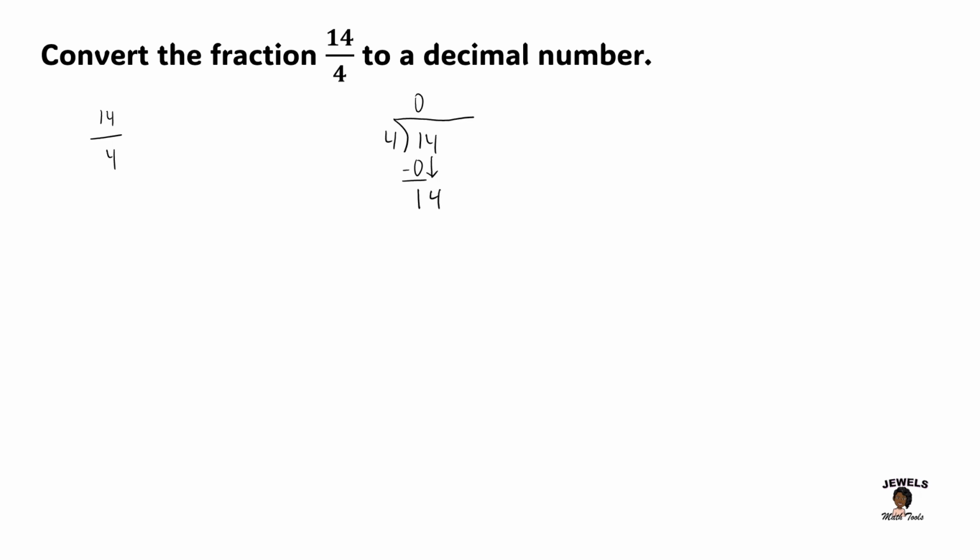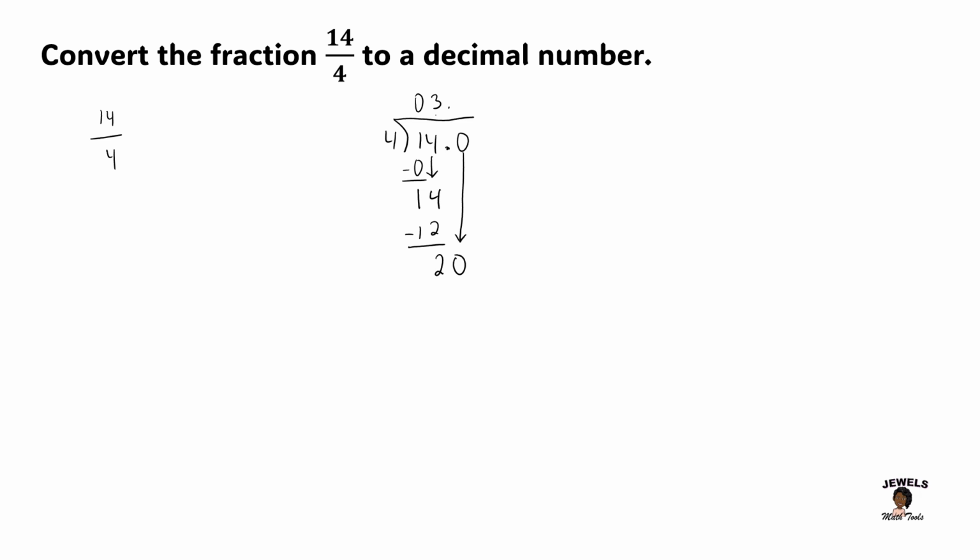4 goes into 14 3 times. 3 times 4 will give us 12. 14 minus 12 will equal 2. And just like before, we'll add in our decimal point behind both our dividend and quotient. And then we're going to add a 0, bring down that 0, and change 2 into 20.